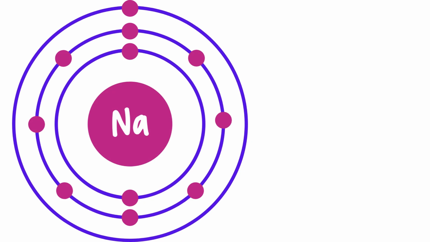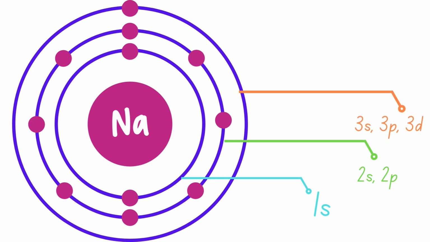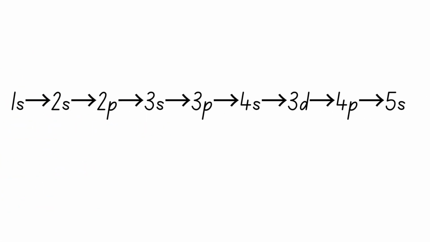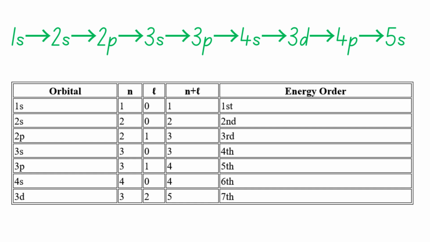So for example, the 1s orbital has the lowest energy level, so it's filled first. Then comes the 2s, followed by 2p, and so on. Here's a quick summary of the order. We have 1s, 2s, 2p, 3s, 3p, 4s, 3d, 4p, and 5s. Notice how 4s is filled before 3d. That's because 4s has a lower energy level than 3d, even though the principal quantum number is higher.